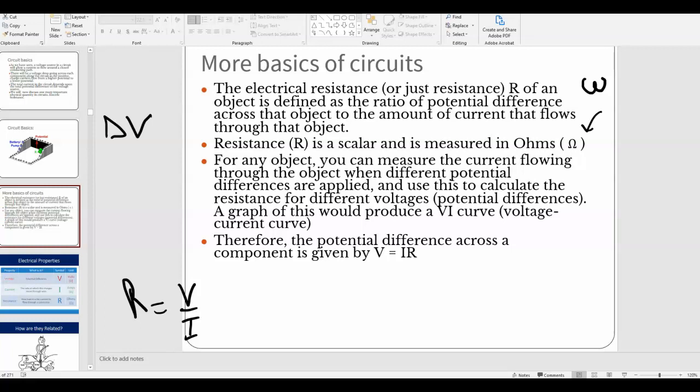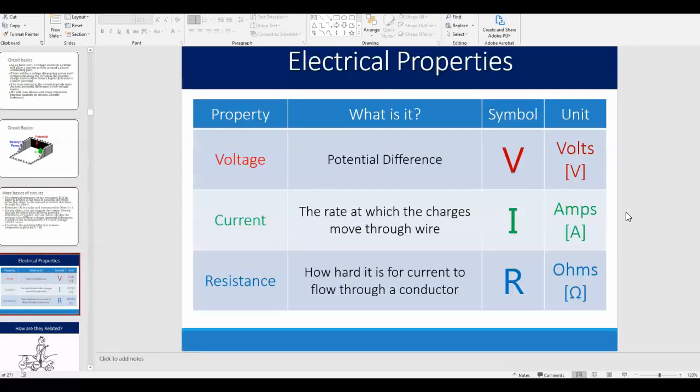Okay, so moving on. This chart right here just summarizes the three main quantities we've talked about. These three things, voltage, current, and resistance, are the three main quantities in circuits.